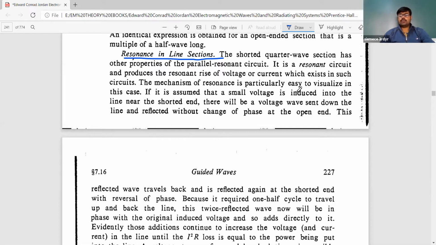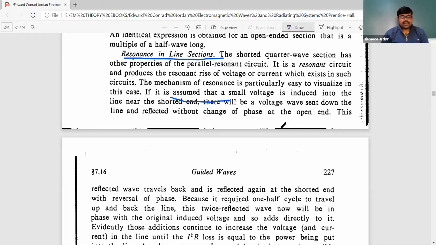If we see the effect of this particular line, if it is assumed that a small voltage is induced, a very small amount of voltage induced in the line near the shorted end, the expression at the shorted end is very important. There will be a voltage wave sent down the line and reflected without change of phase. The phase will remain the same. There will be no change in the phase at the open end.